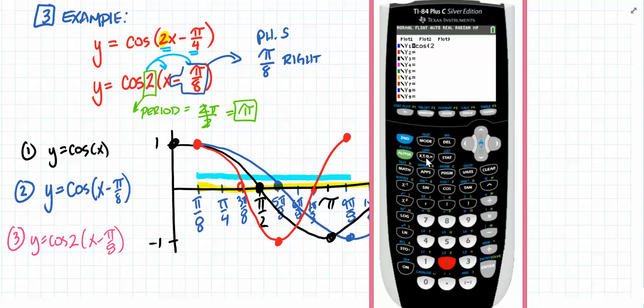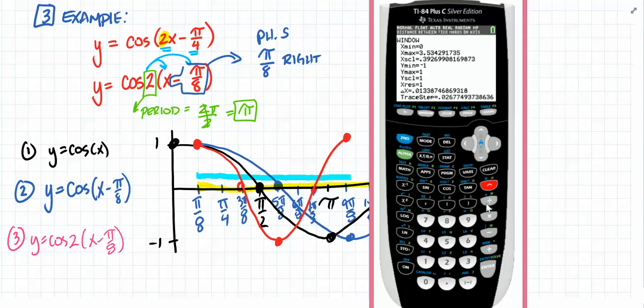Now I need to change the window to make sure I'm doing this correctly. So I'm going to go to the window here. What's my lowest x value that I see? 0, right? My lowest x value is 0. What's my highest x value that I'm seeing here on this blue curve? No. 9 pi over 8. See it? 9 pi over 8. Okay. What's my scale that I'm using? Pi over 8. Very good. What's my lowest y value, and my highest value? Negative 1 and 1. Awesome. Okay. I record this.